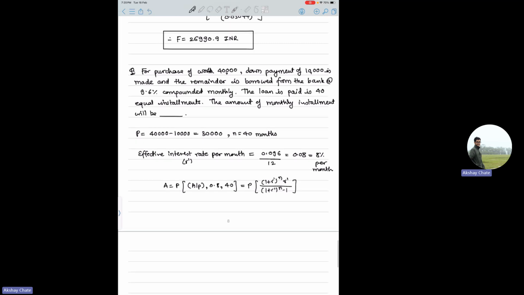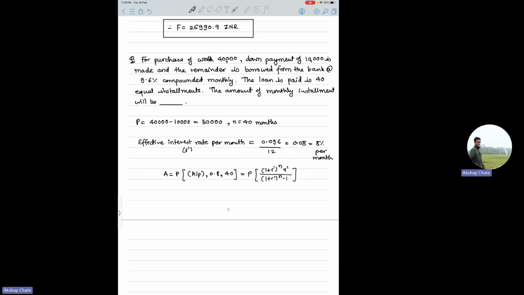Okay, so put all these values. R dash is 8, so it is nothing but 30,000 into 1.8 power 40 into 0.8 divided by 1.8 power 40 minus 1.